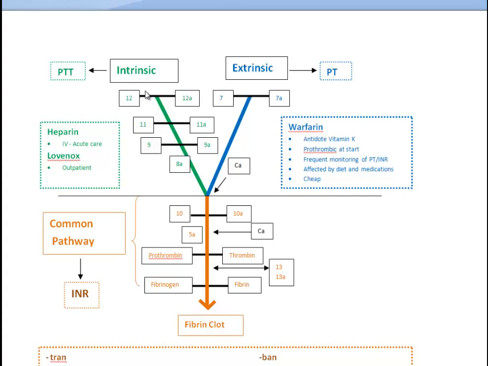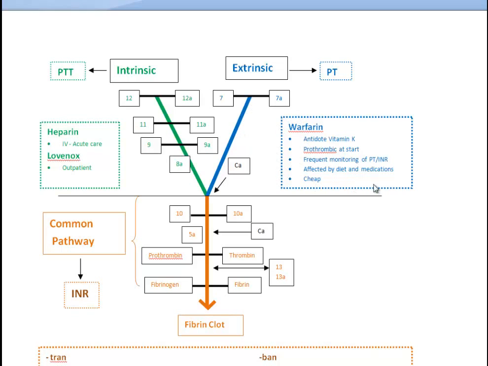Up here on the top, I have indicated that the intrinsic pathway is monitored by PTT and the extrinsic pathway is monitored by PT. Down here at the common pathway, we see it's monitored by INR. INR is actually just a ratio of the PT, so they're actually the same thing. It's just looked at in a different way. It's a calculated result.